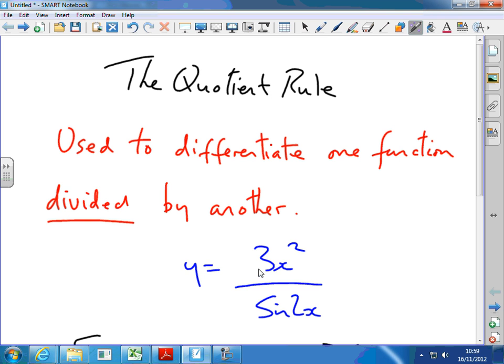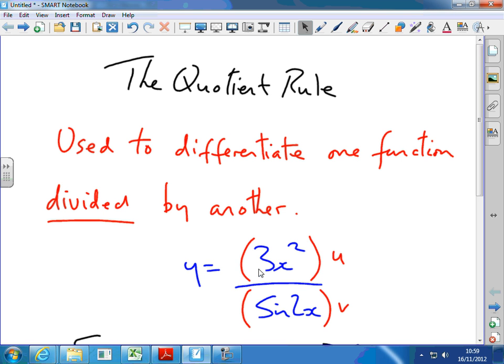One divided by the other. This time, I call the top function u and the bottom function v. And it's very important that you do it that way round. So v always represents the bottom function. In the product rule, it doesn't matter which one you call u and which one you call v, because they're both multiplied together, so the order doesn't matter. It does matter when you do a division. So v is the bottom function.